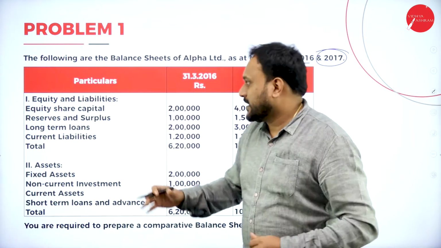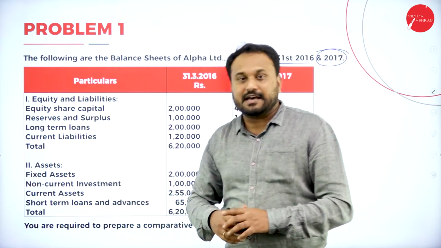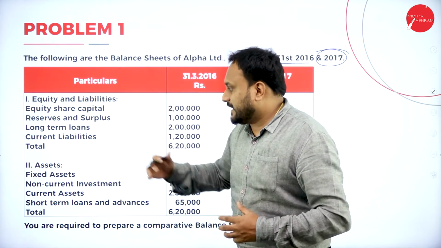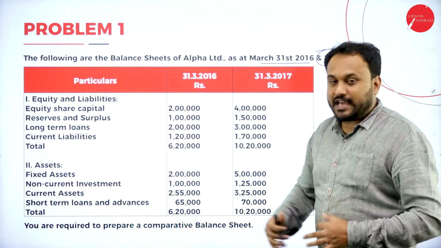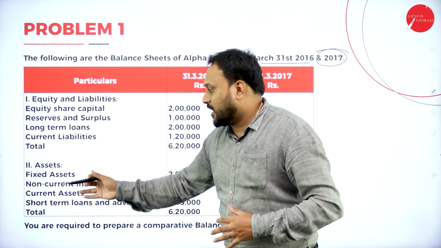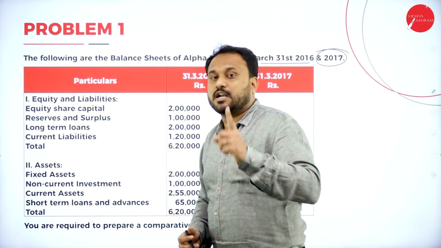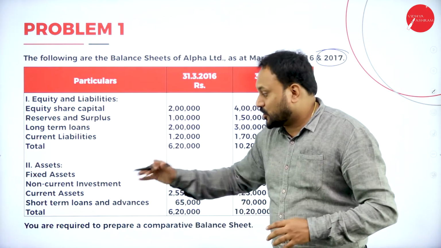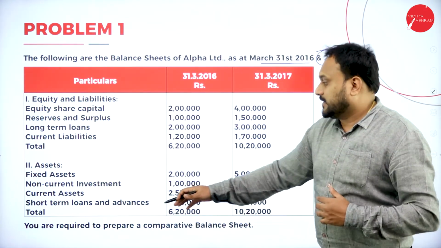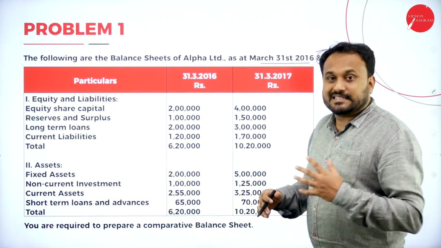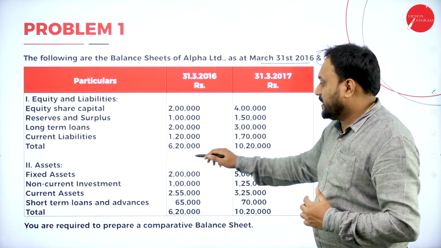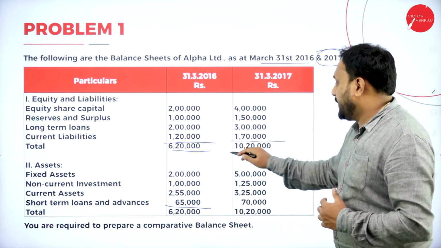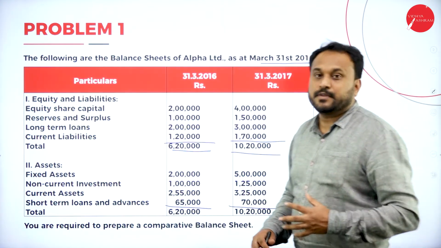Now understand here. The question is like this: under equity and liability, they have only given equity, share capital, reserves and surplus. They have given long-term loans, current liabilities, then the total. Then we have assets. They have given fixed assets, non-current investment. Don't get confused between non-current assets and non-current investment. Then we have current assets, that is short-term loans and advances, and again they have given us the total. March 2016 is 6,20,000 here and 6,20,000 there. Then 2017 is 10,20,000, and 10,20,000 here also. So the balance sheet is done.